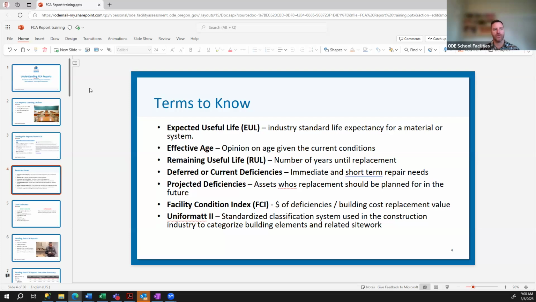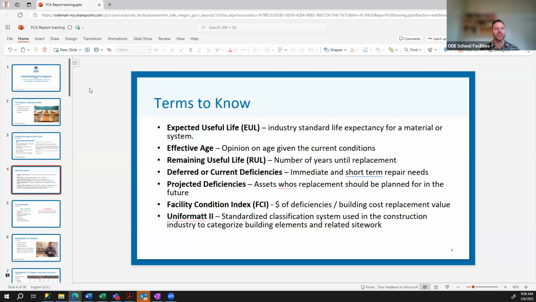The remaining useful life is the number of years until replacement. And so this could be based off of their opinion of the condition of that system, or it could just be based off of the manufacturer. So if you have a 30-year roof and it's 20 years old, they may just put in there that it has 10 years left. However, if you guys take really good care of it, it's in really great condition for whatever reason, it may have a longer remaining useful life.